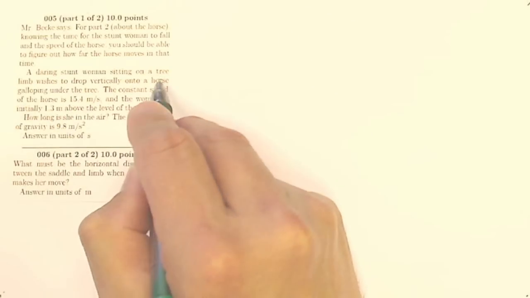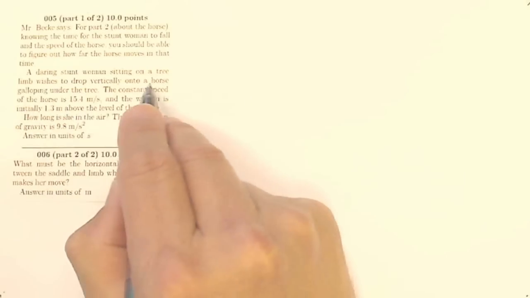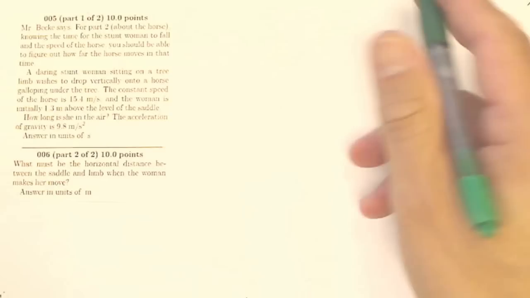This is homework 6 for physics, question number 5 and 6. This is a tricky question. A lot of people have trouble with it, but it helps if you draw yourself a picture. A daring stunt woman sitting on a tree limb wishes to drop vertically onto a horse galloping under the tree. So what's that going to look like?